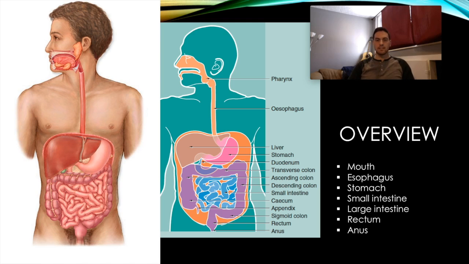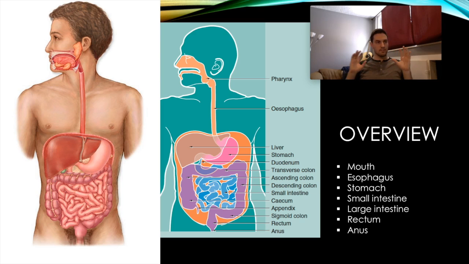Alright guys, so let's take a closer look at the gastrointestinal tract. It's essentially just a long convoluted tube that goes all the way from your mouth down through your body to your anus. It has four main functions. Those are digestion, absorption, motility, and secretion. Okay, we're going to look at how each part of your tract does that.